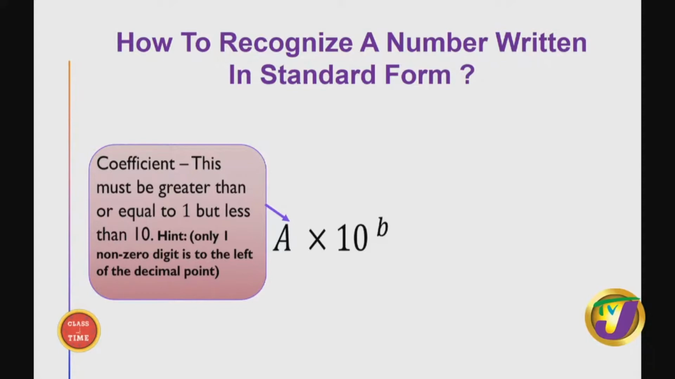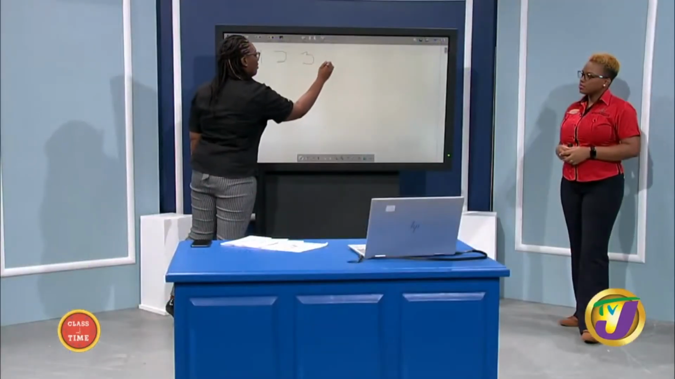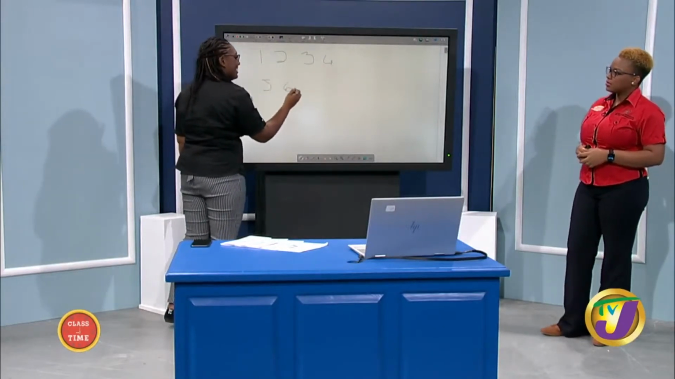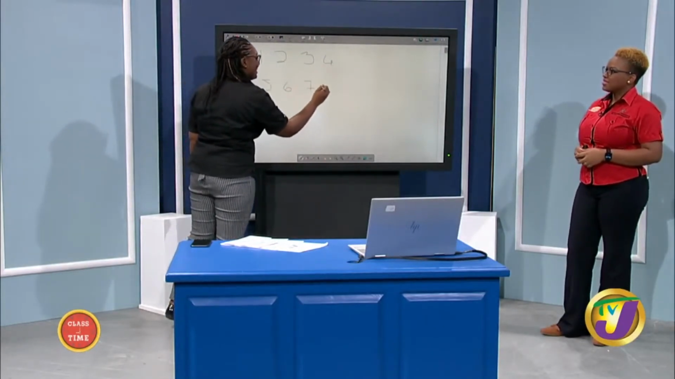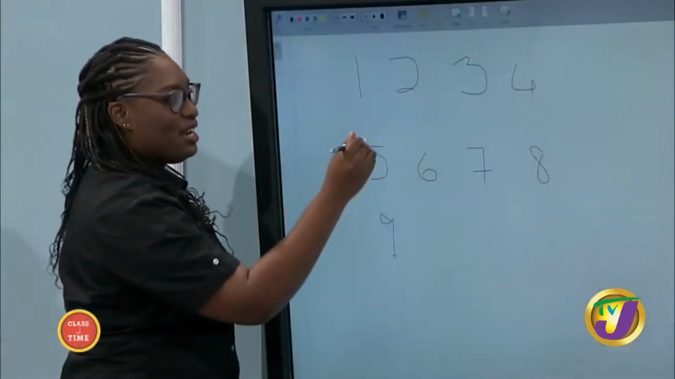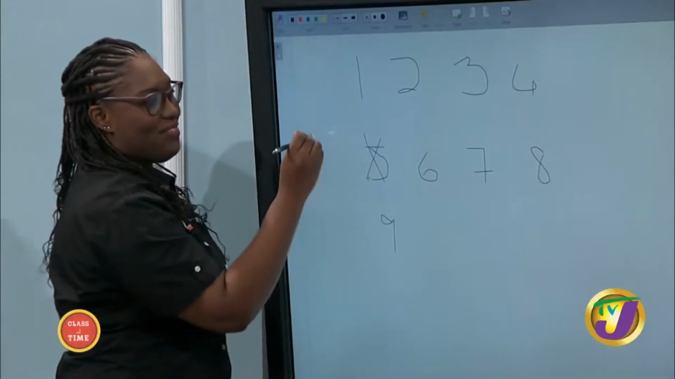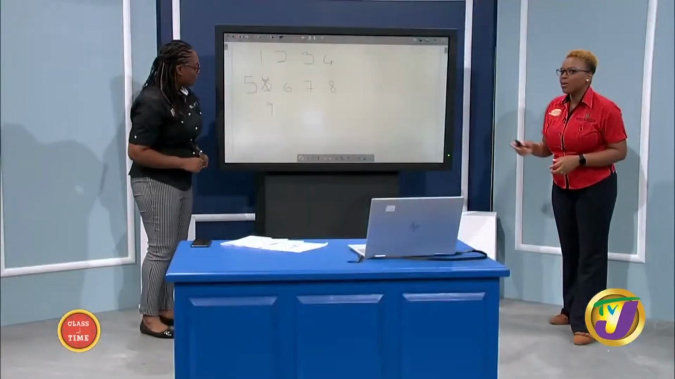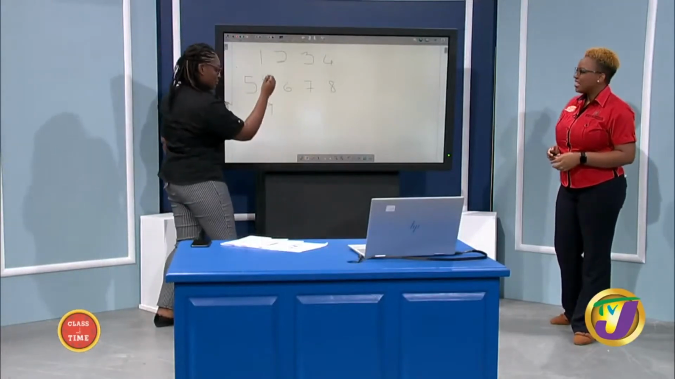You also said that it must be less than 10. So let's write out all the digits greater than 1 but less than 10. We would have 2, 3, 4, 5, 6, 7, 8, and 9. Oh, wait, let me just rewrite my 5. Sometimes the handwriting. Okay, 5, yes. You wanted us to rub out that one? Yes, I'll erase it.